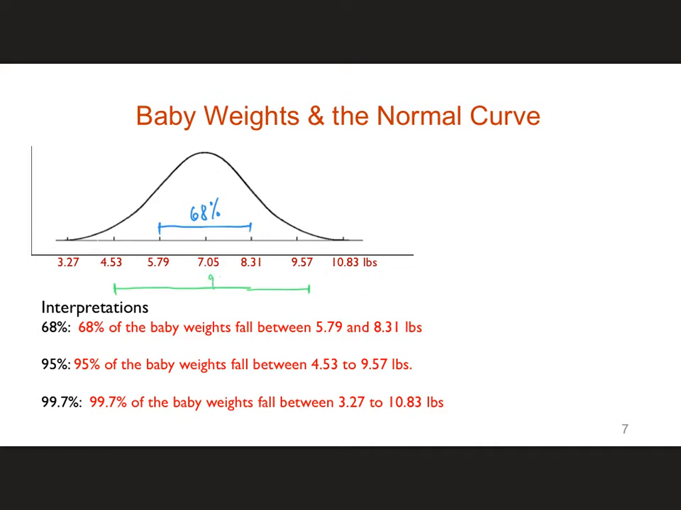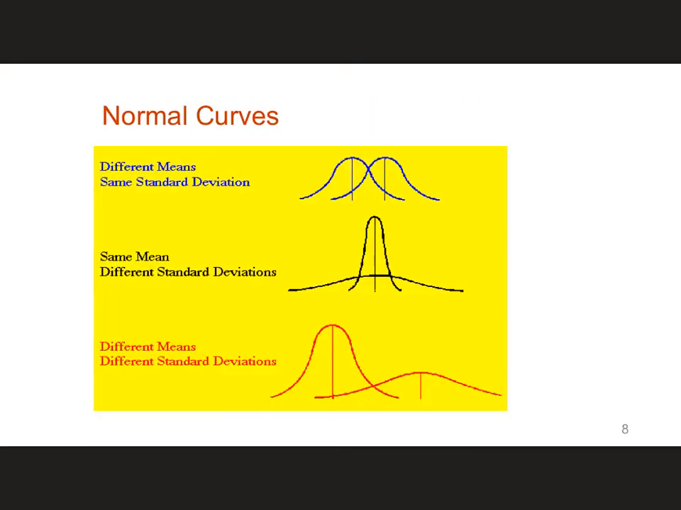So we have 95%. And lastly, we have 99.7%. So in this case, we can say that 99.7% of the weight fall between 3.27 and 10.83. Alright, now let's look at these various normal curves.